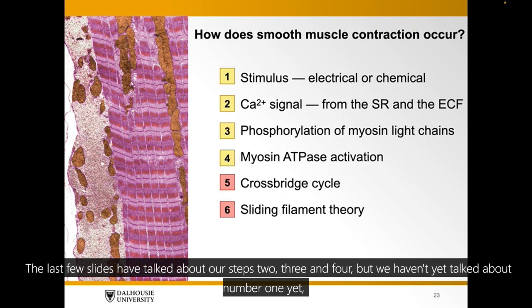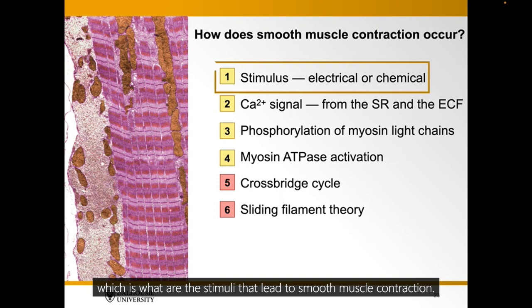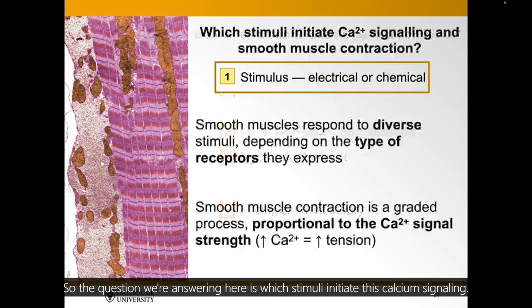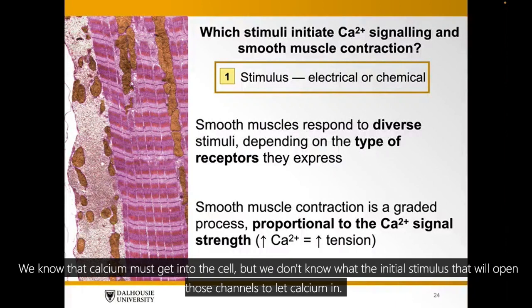So the last few slides have talked about our steps 2, 3, and 4, but we haven't yet talked about number 1 yet, which is what are the stimuli that lead to smooth muscle contraction. So there's two main types of stimuli, electrical and chemical. So the question we're answering here is which stimuli initiate this calcium signaling? We know that calcium must get into the cell, but we don't know what's the initial stimulus that will open those channels to let calcium in.